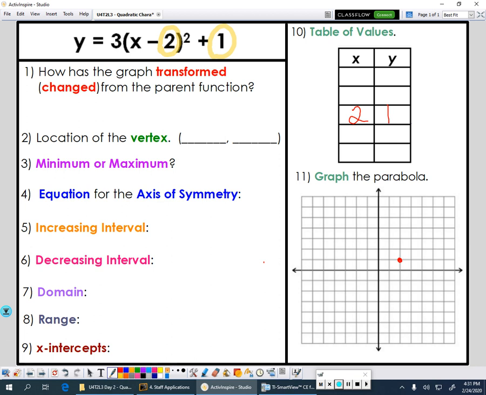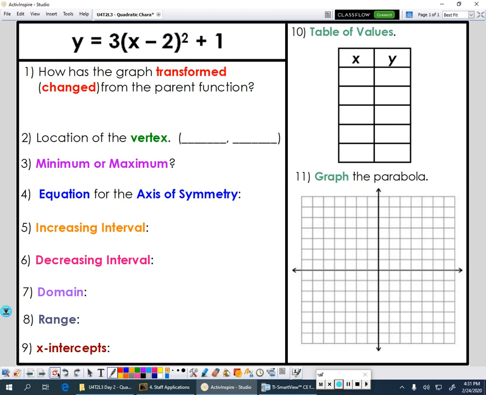Now if we look, we can also see our a value here, which will tell me that this parabola is going to open up and it's going to be stretched by a factor of 3. Which means it's going to be a little bit skinnier than our regular parent graph. Now, the easiest thing to do when we have a function like this is to create a table of values first. So that's where I'm going to start.